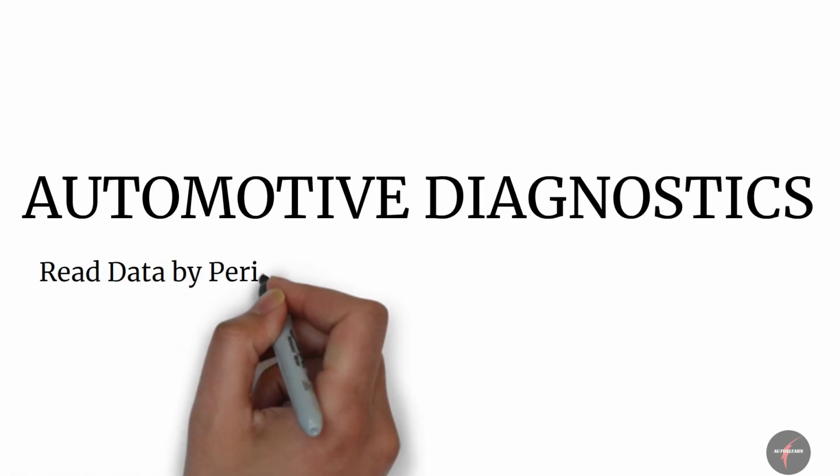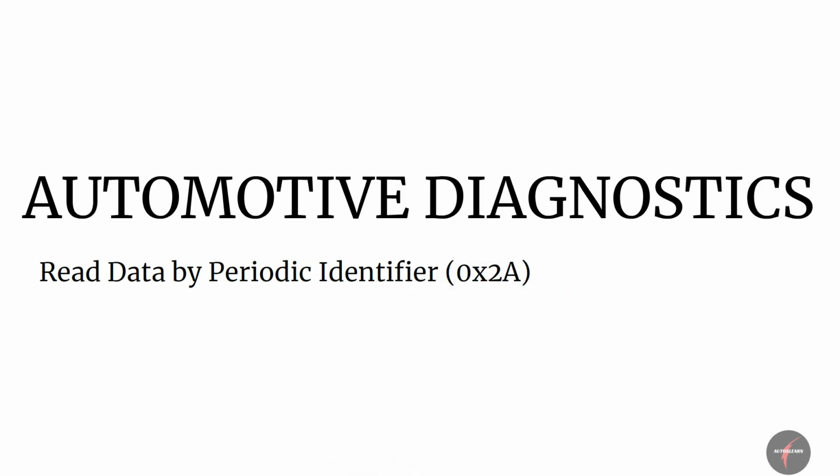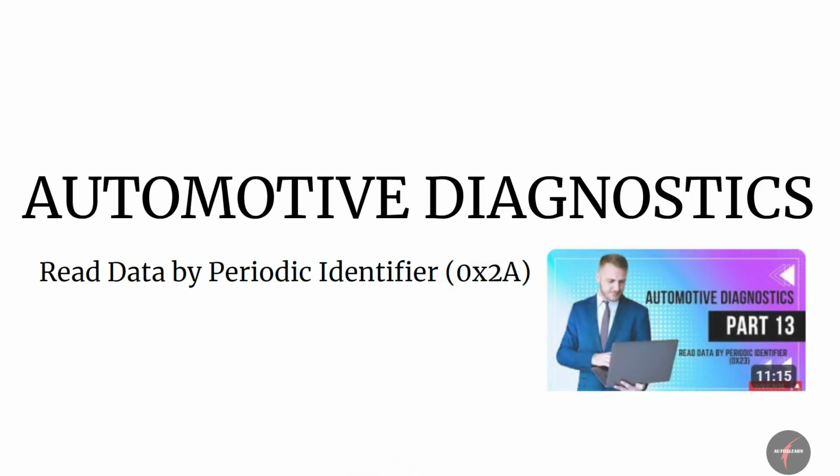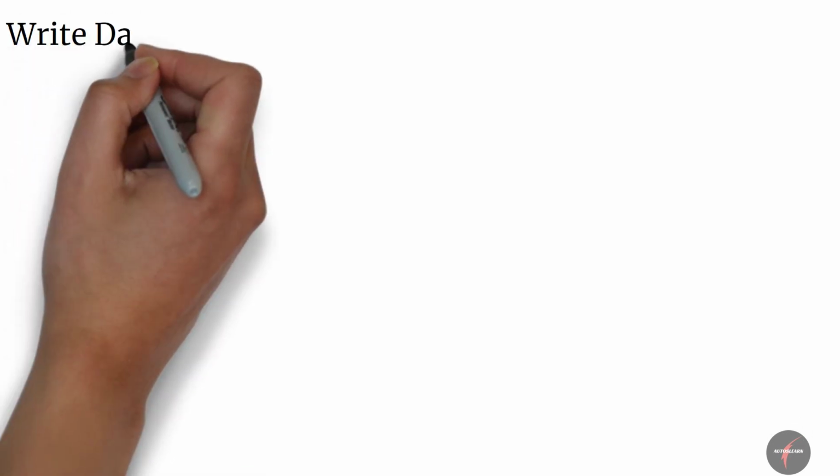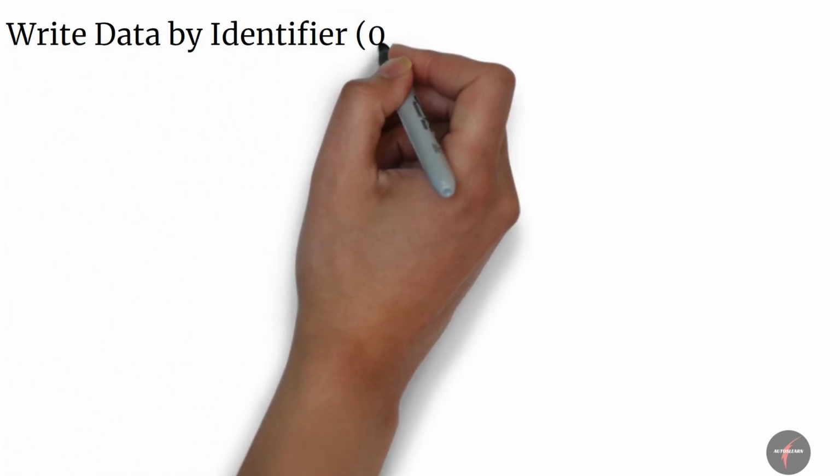In the last video, we looked at the Read Data by Periodic Identifier service, also known as the 2A Diagnostic Service. Today, let's move on and explore another important UDS service, Write Data by Identifier, also called Service 2E.